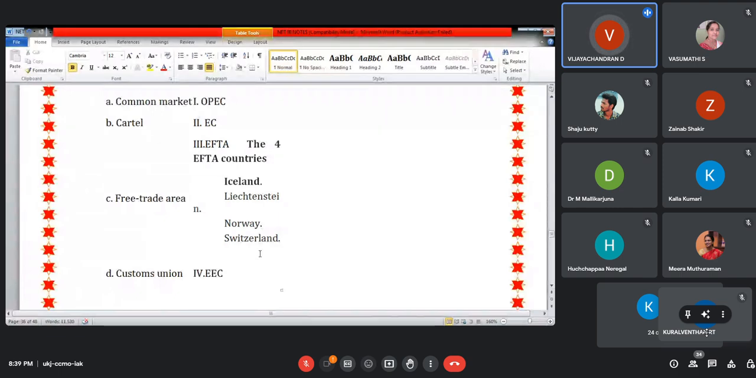I told what is common market, what is cartel, what is free trade area, FTA, and customs union. When there is trade by a non-member country, they will be charged a higher percentage of tariff. So that is customs union. The examples: OPEC, EEC.